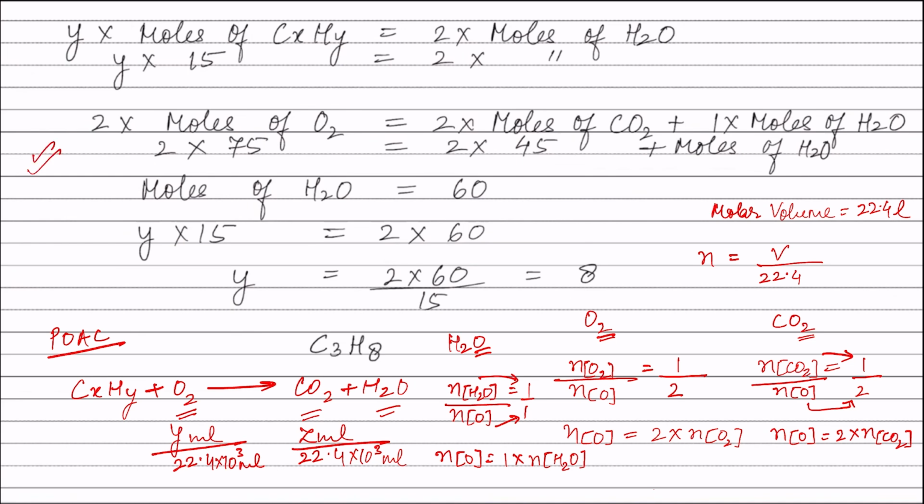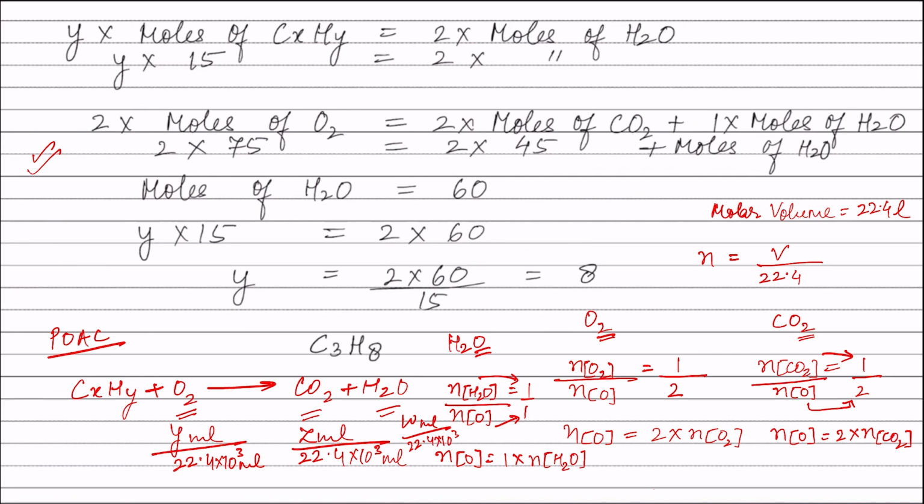Now the water formed is also in vapor state. So let the volume of water be W milliliter. So this is also divided by the molar volume, that is 22.4 into 10 to the power 3, so that it can be converted into number of moles.